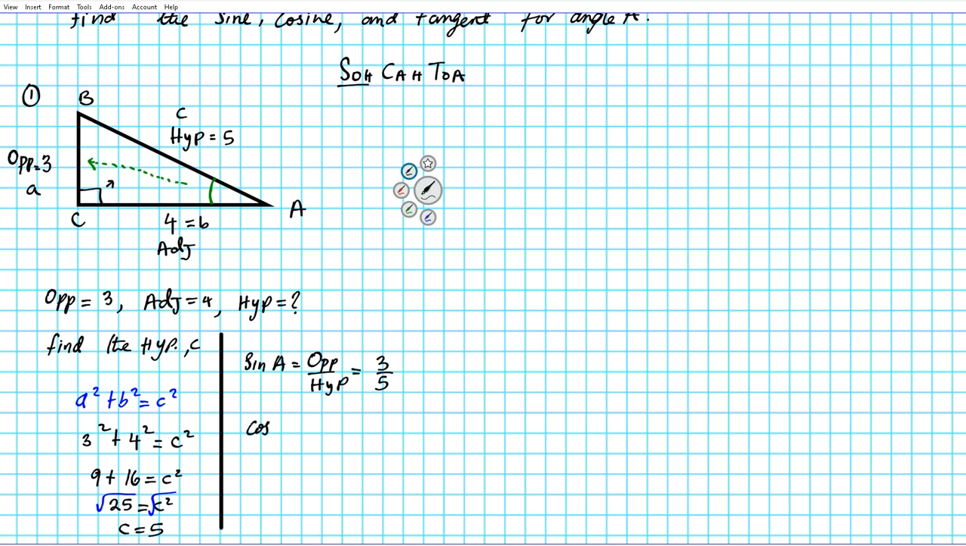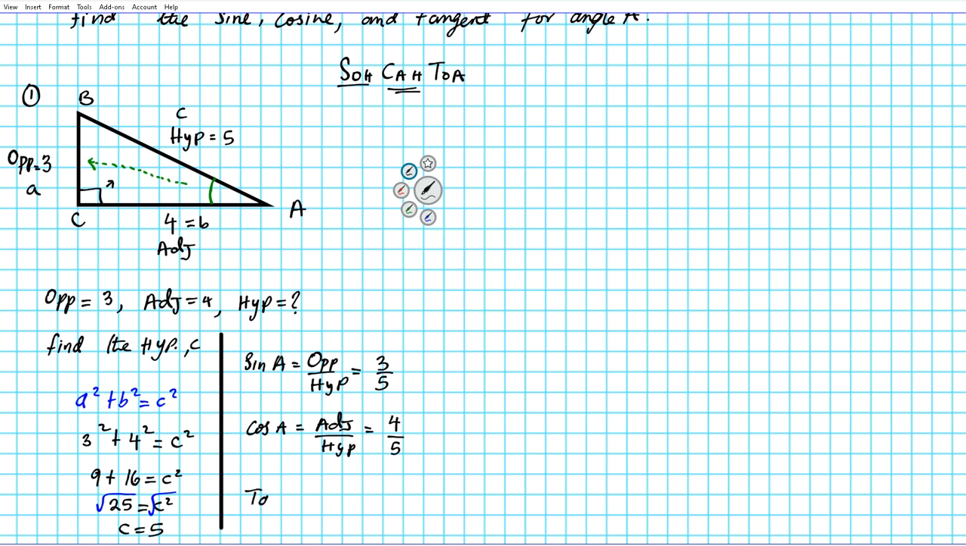Cosine. Cosine A is your adjacent. That's this one right here, Ka. Adjacent over hypotenuse. So that's going to give us adjacent is 4 over the hypotenuse, which is 5.